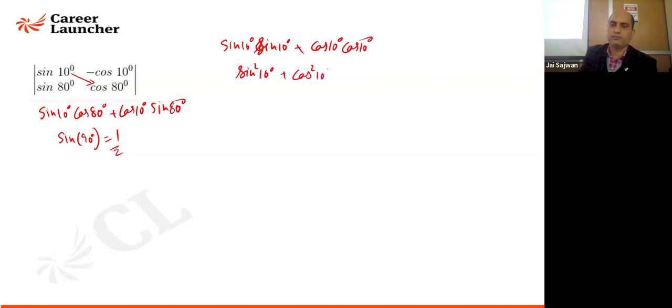अच्छा, I can also write this, एक और तरीका है. sin 10 degree. I can say cos 80 is again sin 10. Cos 10 degree, that is also cos 10 degree. So it is sin square 10 degree plus cos square 10 degree. Your answer is 1.